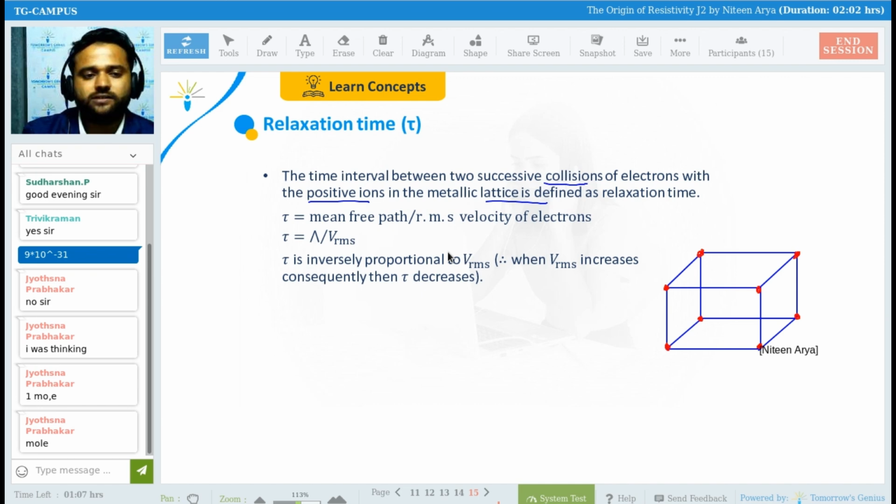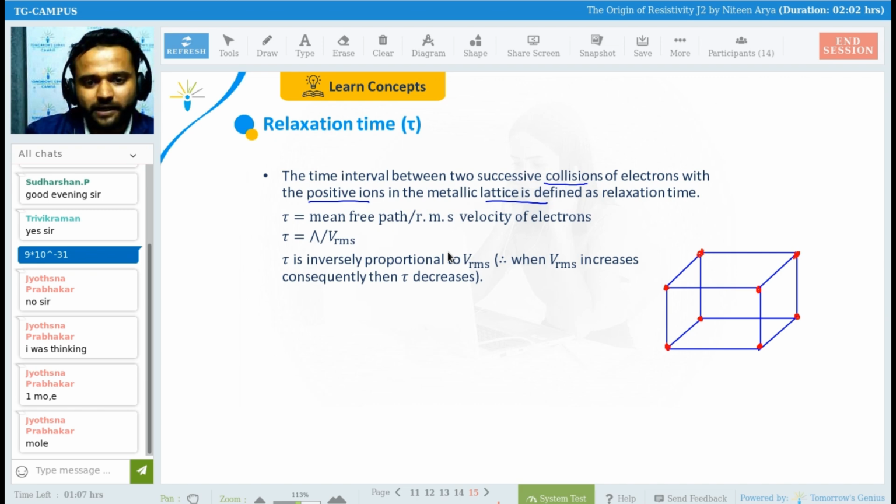This is known as your lattice in general. Okay, so now you can see that when this particular electron is going to intersect with this electron or positive ion maybe, so the time interval between two successive collisions of electrons with the positive ions in the metallic lattice is defined as relaxation time.